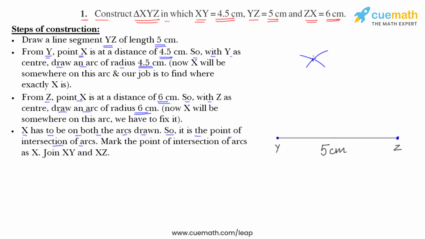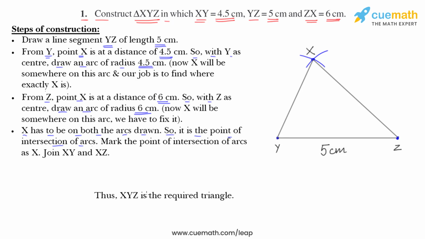That is, this point is point X. Mark the point of intersection of arcs as X. So we have marked it as X and join XY and XZ. So we join XY and XZ.